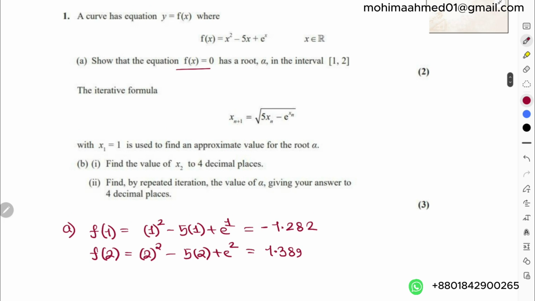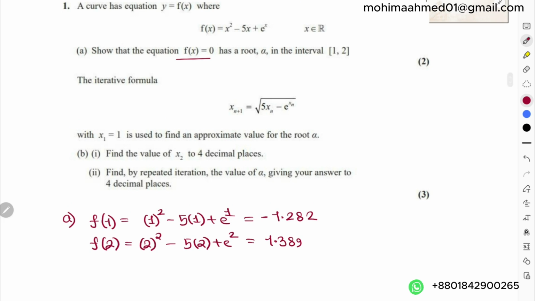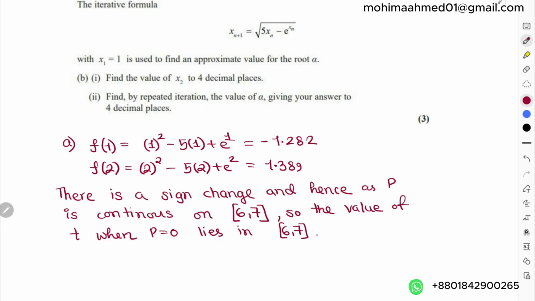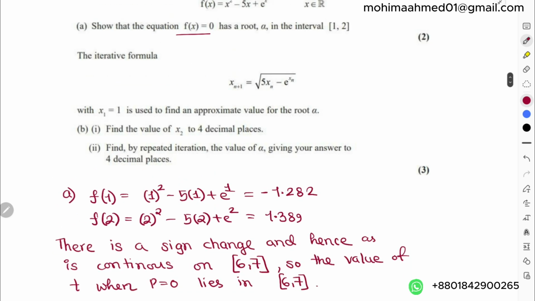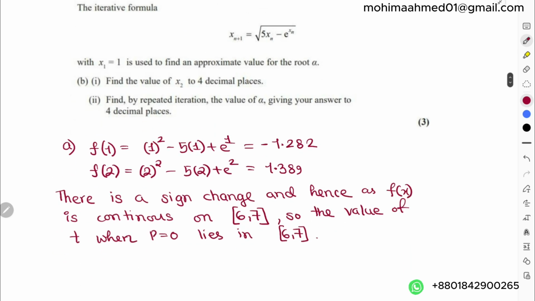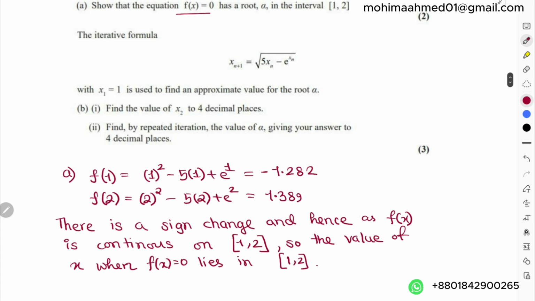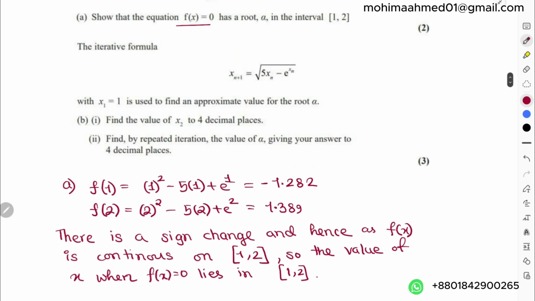And this is it. After this, I have to write that same statement again, right? I can clearly see there is a change in sign, and hence f of x is continuous within the range of 1 and 2. So the value of x when f of x is 0 must lie within the range 1 and 2. Now after this, you have to do the iteration process. For iteration, x1 is 1, find the value of x2, to 4 decimal places.